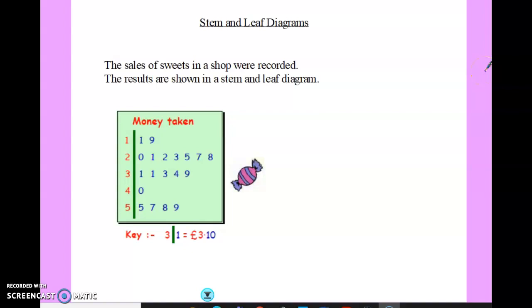Today we're going to have a look at a stem and leaf diagram. A stem and leaf diagram is a way of organising information into an ordered list. It's called a stem and leaf diagram because it's split into two parts. This side here is called the stem and the numbers over here are called the leaves.